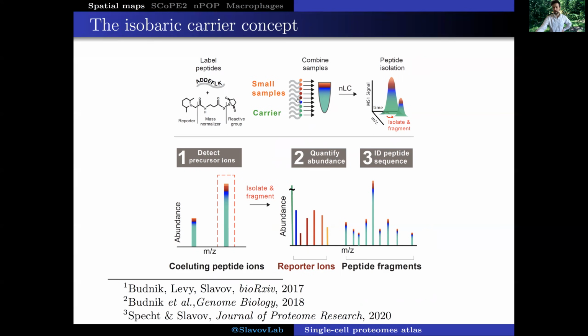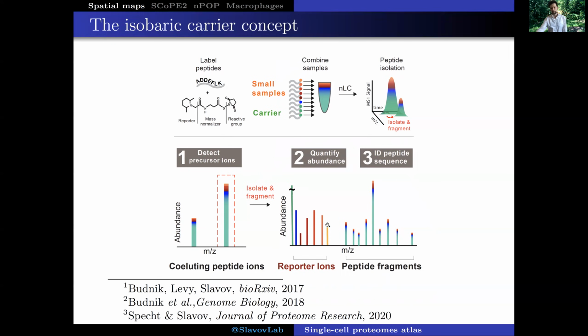All of these labeled samples are mixed because the tags have the same weight. A particular peptide with a particular sequence derived from all of the different samples is going to appear as a single cluster of ions in the instrument. Then that cluster is isolated, fragmented, and upon fragmentation, the mass tags break in a way that produces distinct reporter ions or barcodes of a kind, if you will.